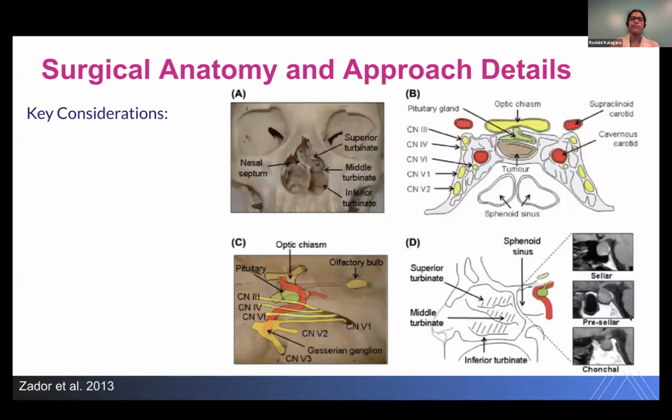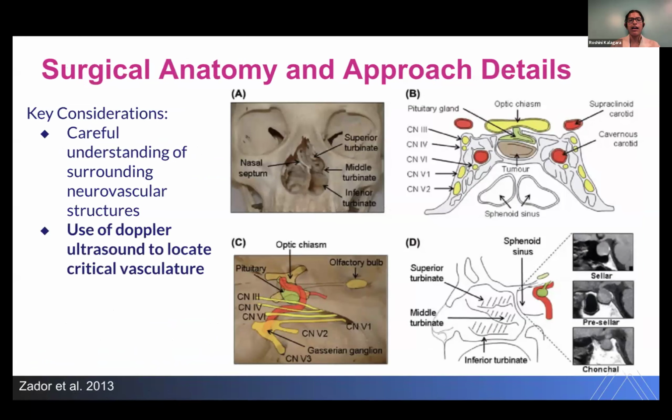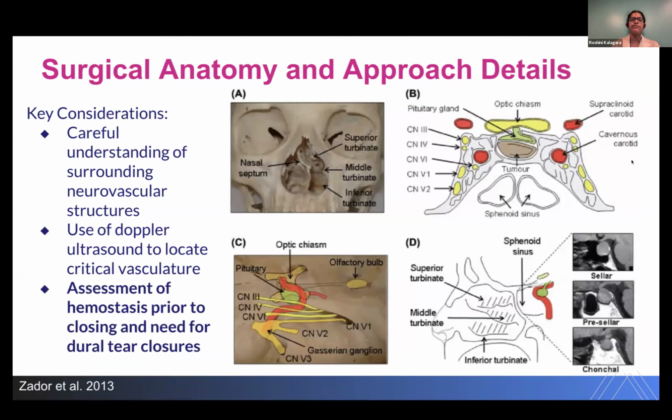So the key considerations that we need to make is that this is a very critical area which is surrounded by a lot of neurovascular structures that we need to be mindful of when resecting this tumor. Some technology that we can use here is Doppler ultrasound to locate critical vasculature, such as the carotid arteries. And prior to closure, we need to assess for proper hemostasis and the need for dural tear closures if we do see any presence of CSF.